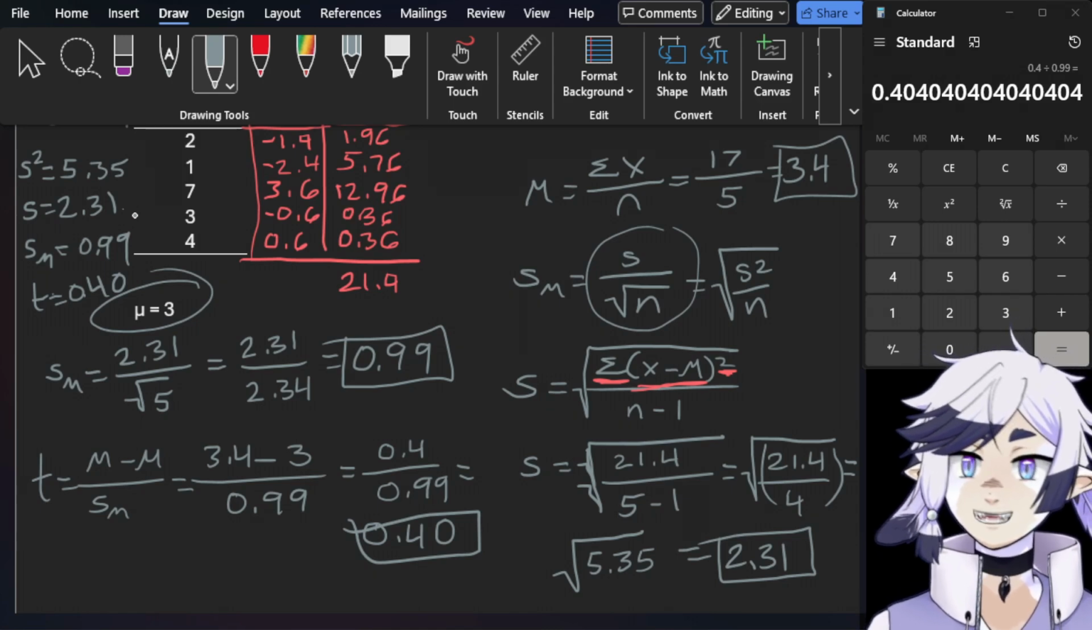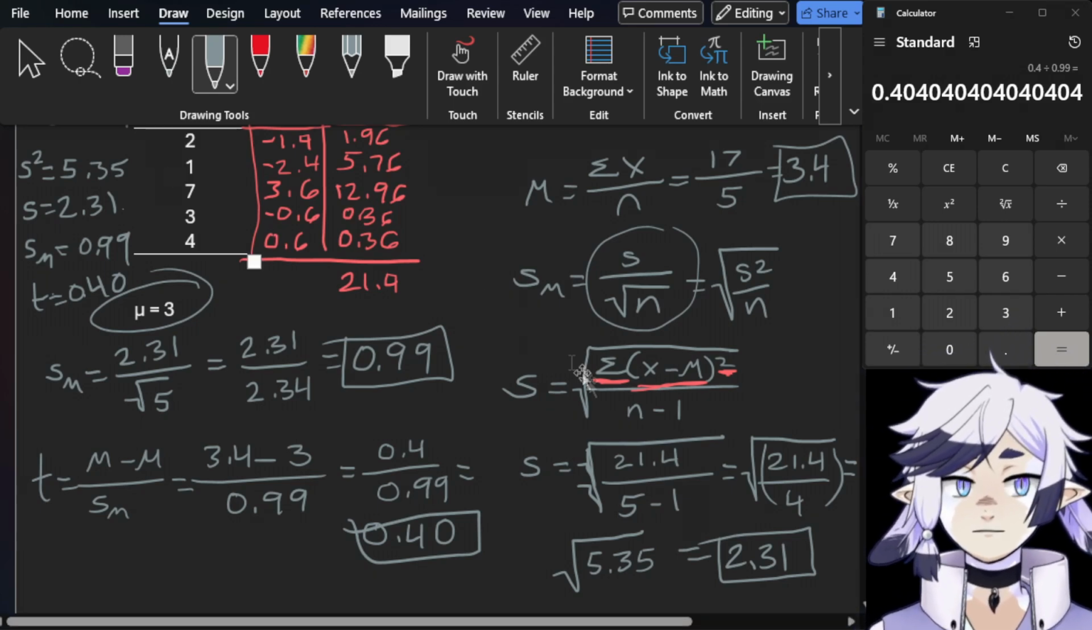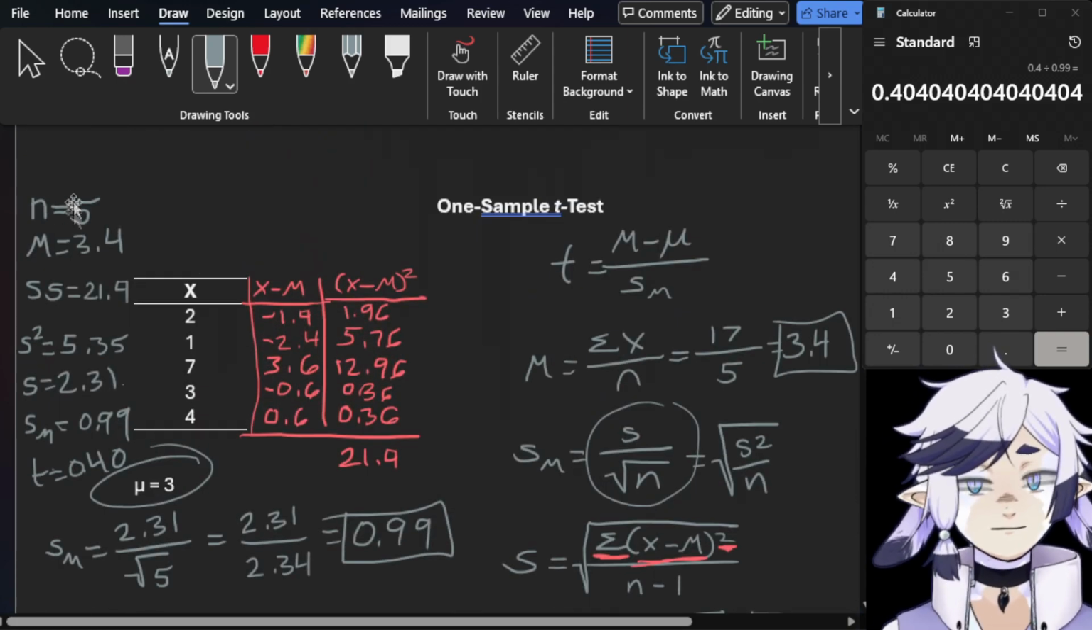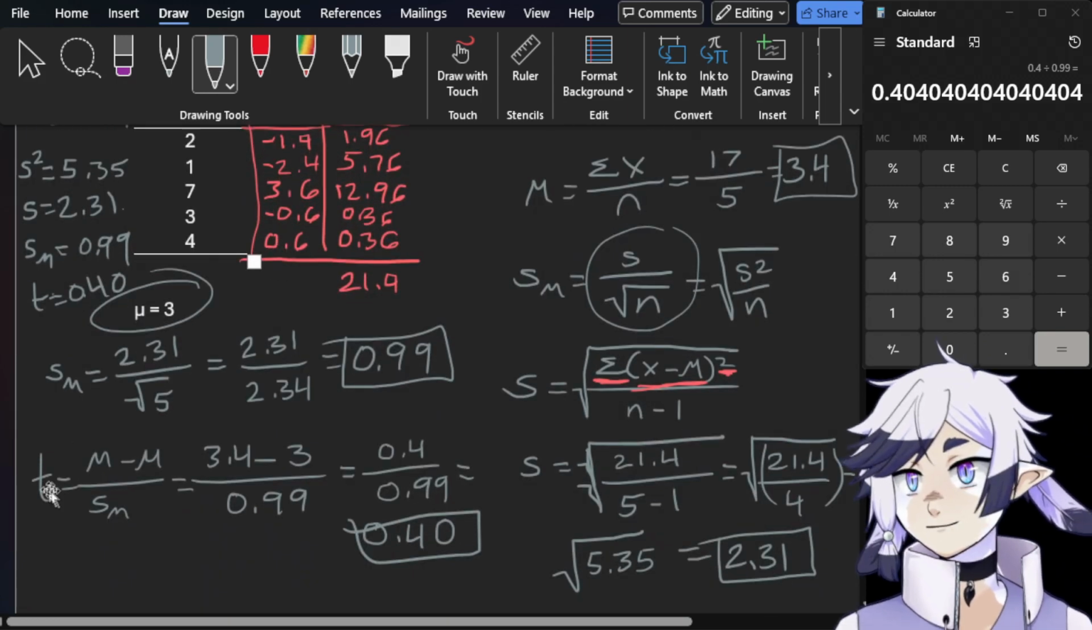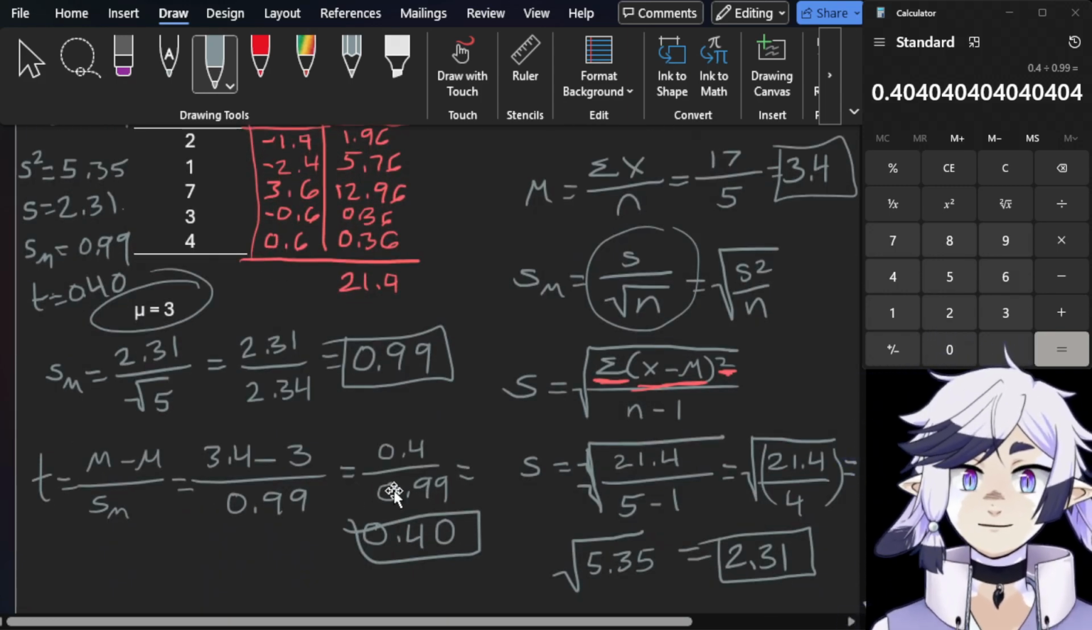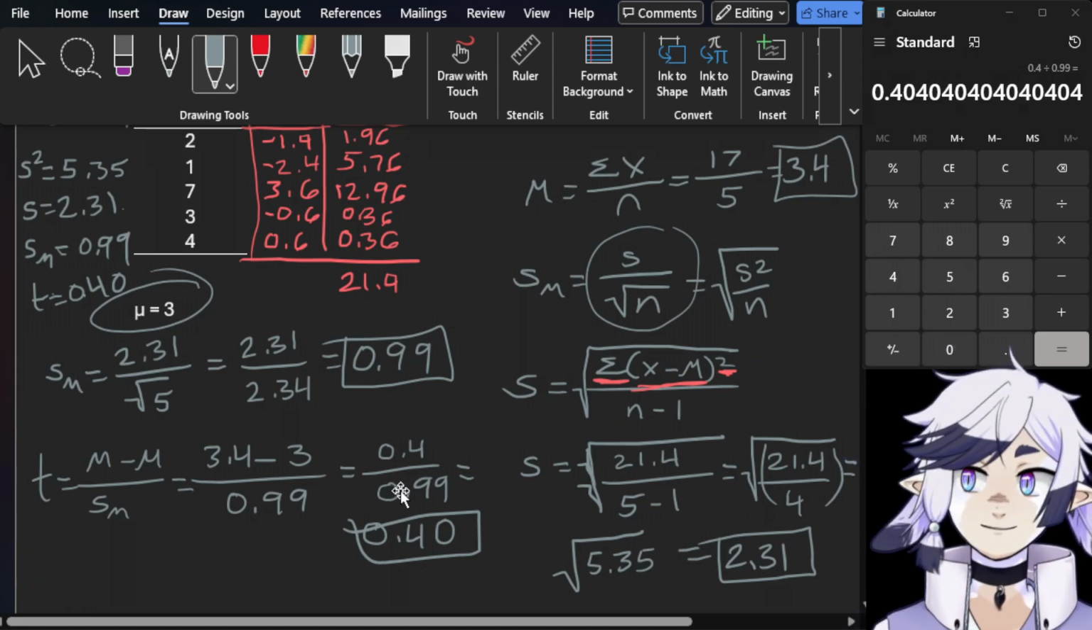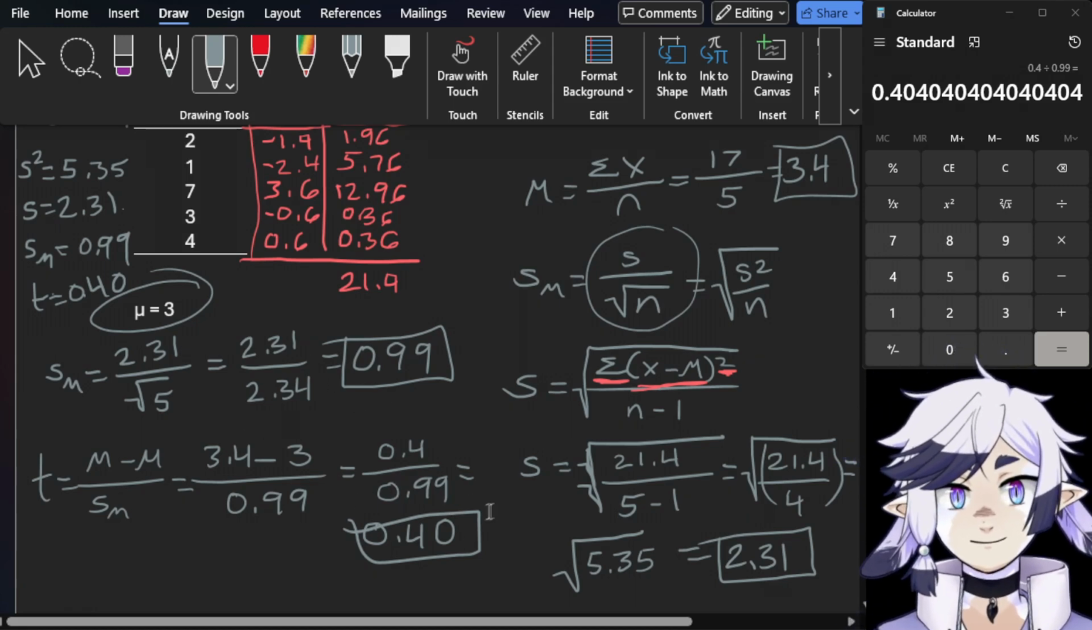Now, if you want to figure out whether this is significant, you're going to need to look up your critical t-value in the t-table using your degrees of freedom. Our sample size was 5 minus 1, so our degrees of freedom is 4. So we'd go to the 4th row of the t-table. We'd probably be using alpha 0.05 two-tailed, and we'd look up our critical value.